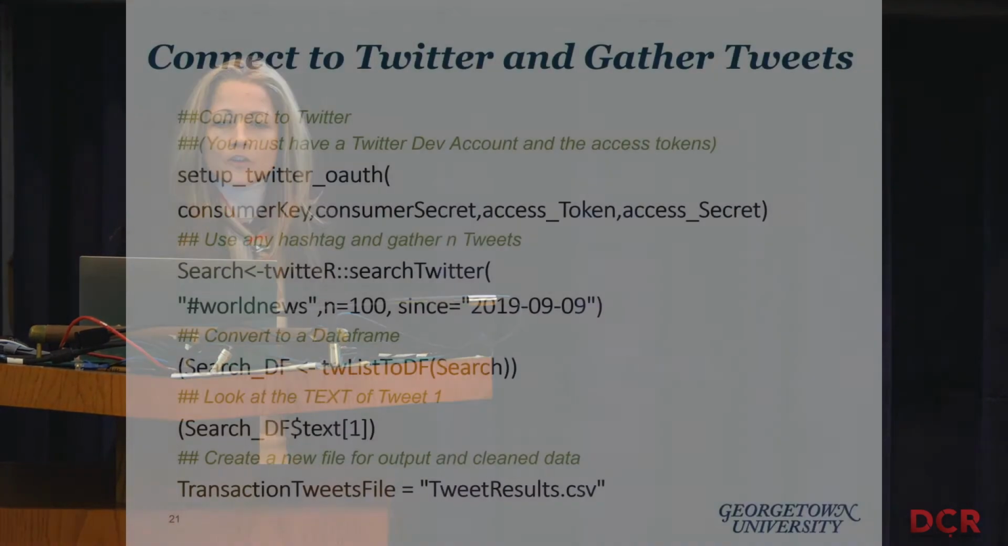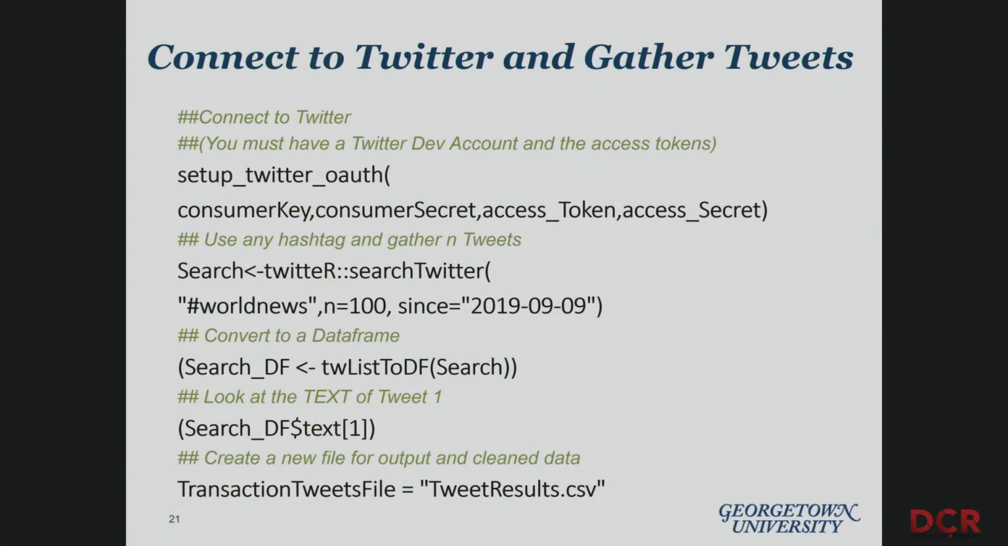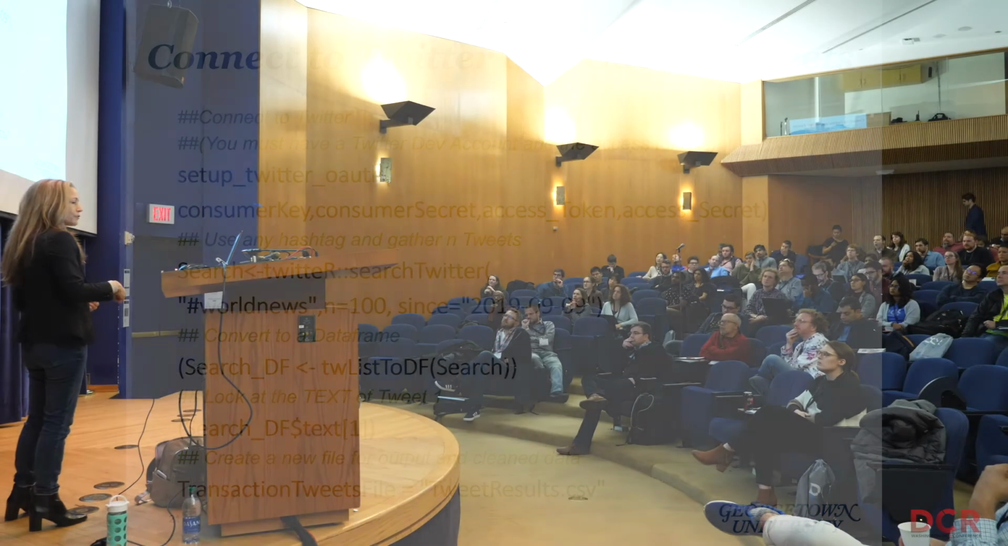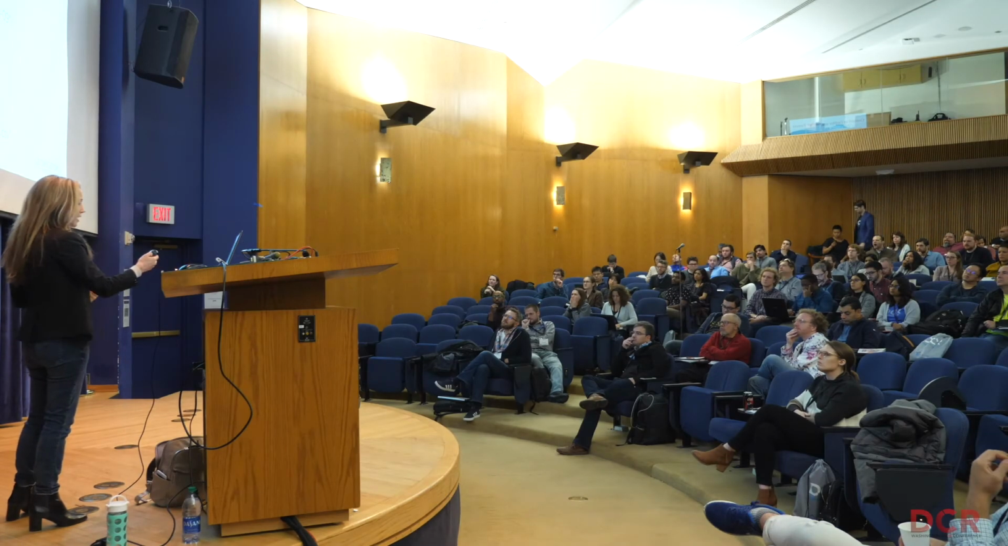Okay. So here's the build the environment part of this. This is where I set up the OAuth. So set up Twitter OAuth sets up the API, and then search Twitter. You'll notice I searched for world news. I gave it a date. I gave it the number of tweets. I pulled that search object into a data frame, and then I want to take a look at it just to make sure that I'm grabbing that first tweet. So the search df text.